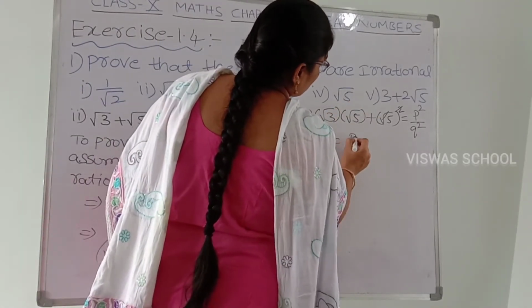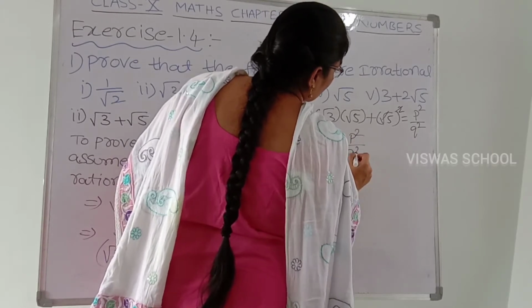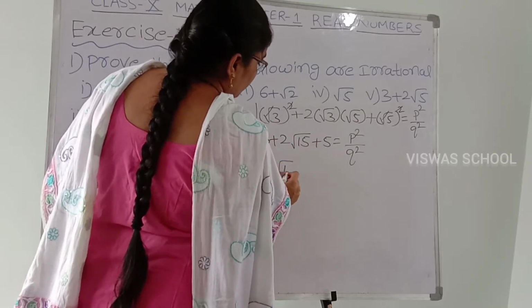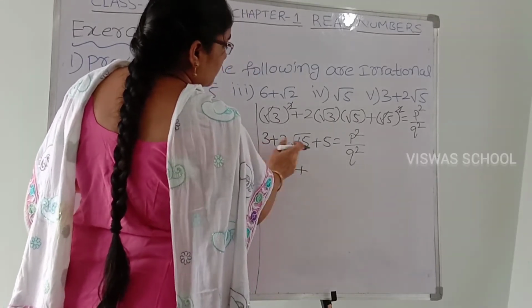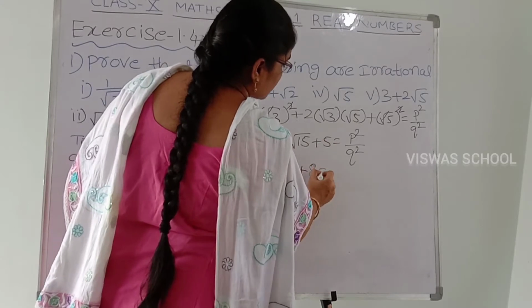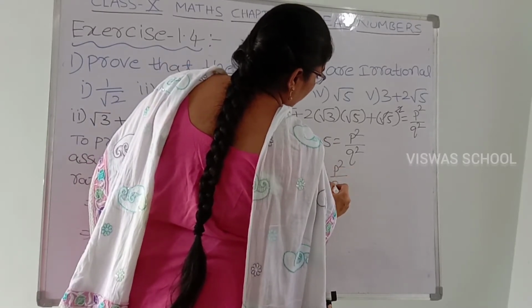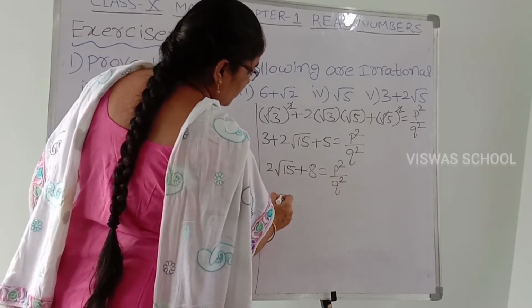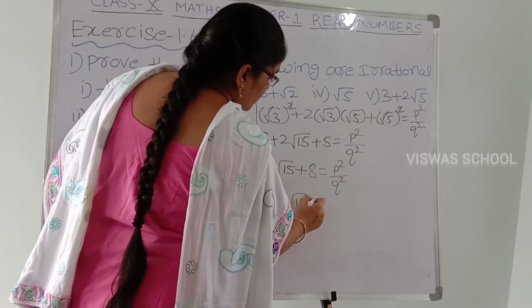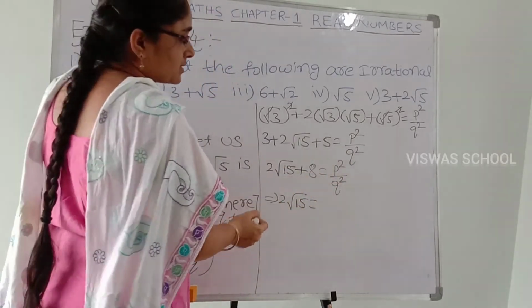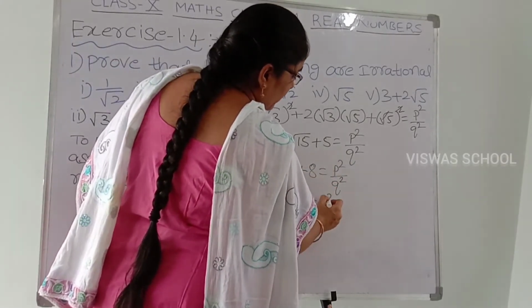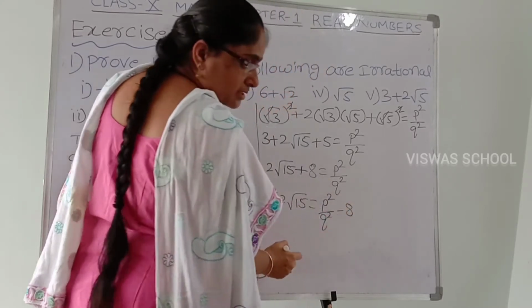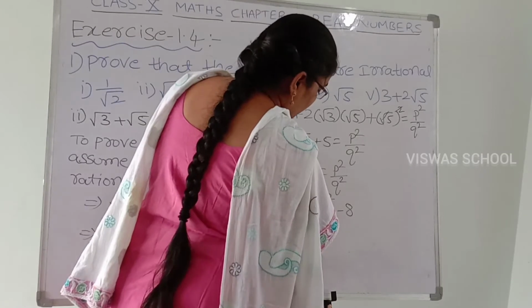It is equal to P square by Q square. Now 2 root 15 plus 3 plus 5, that is 8, equals P square by Q square. This implies 2 root 15 equals, write this 8 on the RHS side, P square by Q square minus 8.